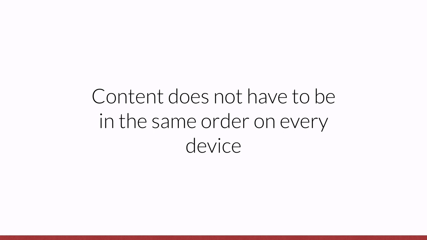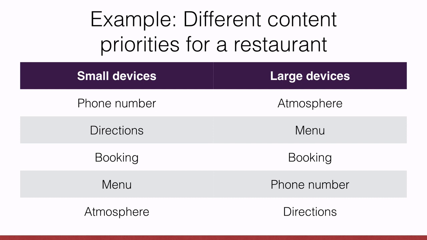For this example, we'll look at a restaurant. On small devices, users are likely either going to be on the way to the restaurant or want to make a booking. So we lead with the phone number, then directions, and then booking, and then maybe a link to a call to action to make a booking. Less important information on a small device is the menu and atmosphere, which is content that might be difficult to view on a small screen.